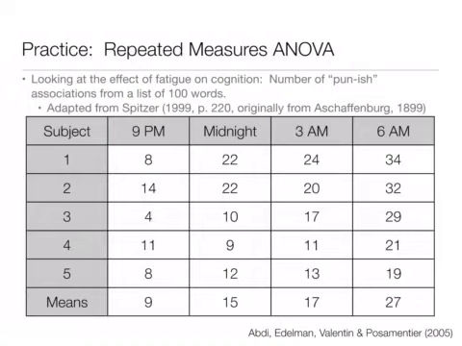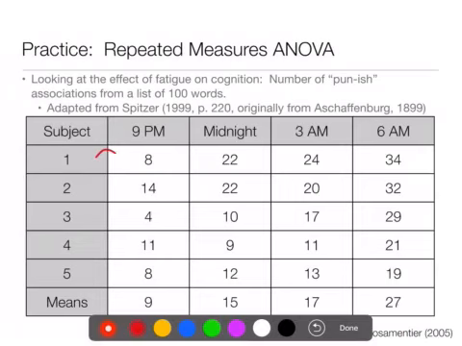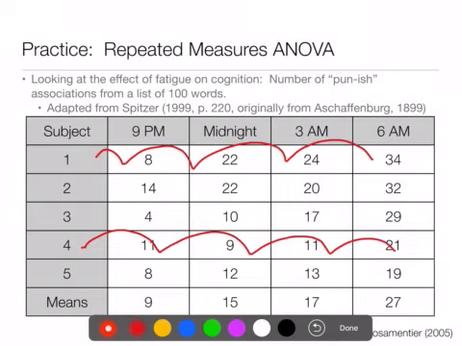In this adaptation, they measured 5 people, and they measured them at 9 p.m., midnight, 3 a.m., and 6 a.m. And so what we have here is repeated measures because we are repeatedly measuring person 1, person 2, person 3. Person 1 is getting repeatedly measured 4 times, person 4 is being measured 4 times, etc. So what we have here is a repeated measures design with a subject size of 5.